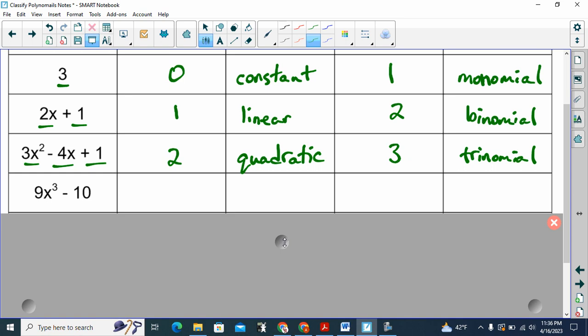9x cubed minus 10. Highest power of x is 3. That's our degree. If the degree is 3, it is called cubic. That is a cubic function. Or, this is read 9x to the third power minus 10, and to the third power is the same thing as cubed. We've got two terms. Two terms makes it a binomial.